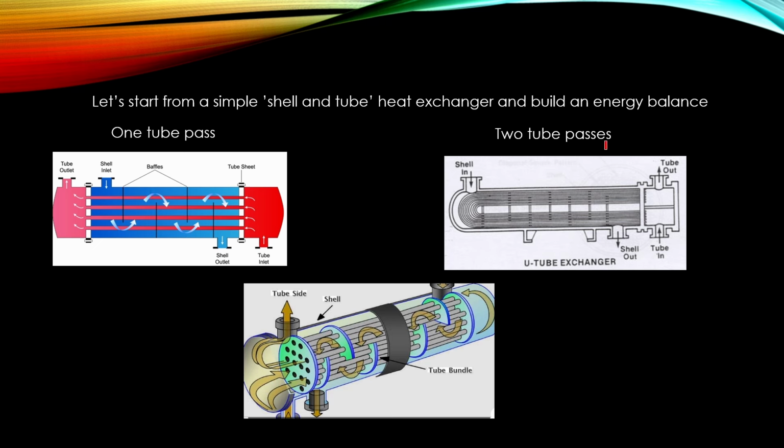In this other picture we have a shell and tube heat exchanger in which we have two tube passes. The hot fluid is coming in, going through these pipes and turning back. The benefit of this kind of arrangement is that when we double the tube length, we double the surface area for heat transfer. That's the big benefit. But the disadvantage of this system is that we need these pipe bends.